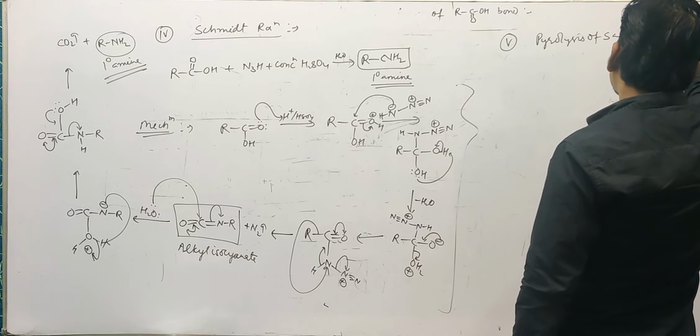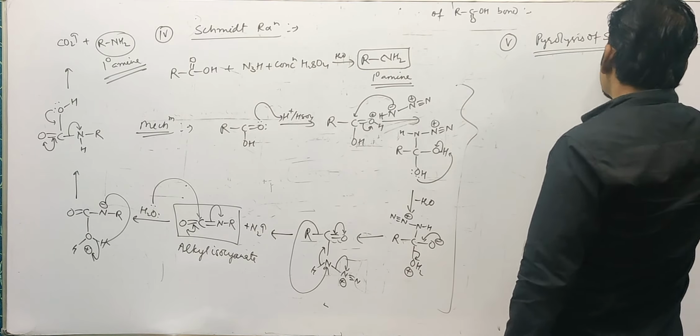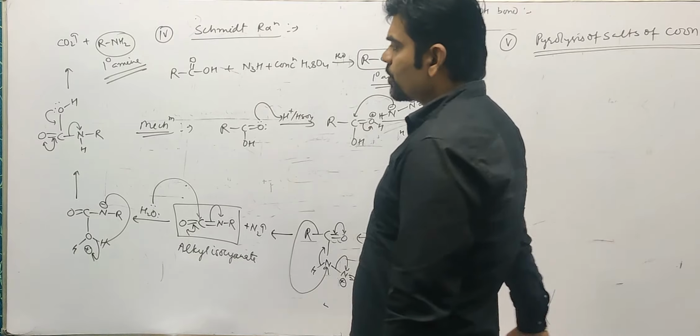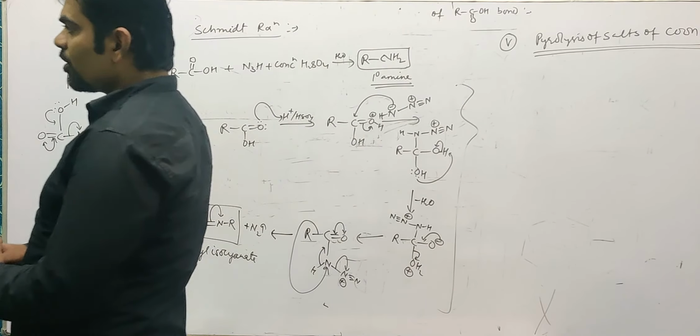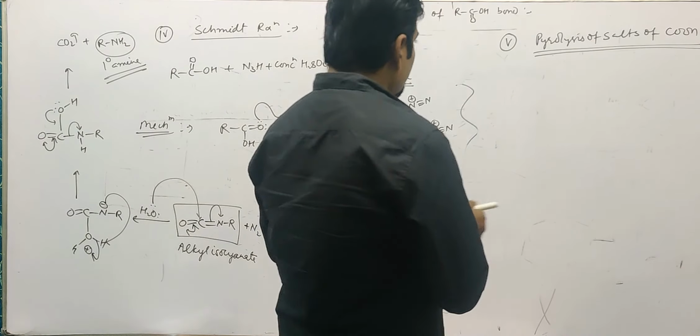salts of carboxylic acid. We already did this reaction in the methods of preparation of aldehydes and ketones, where we have used calcium salts of formic acid, calcium salts of acetic acid, mixed salts, barium salts, etc. There again there was the elimination of carbon dioxide in the form of carbonates, forming the corresponding aldehyde or ketones. So we did this reaction earlier.